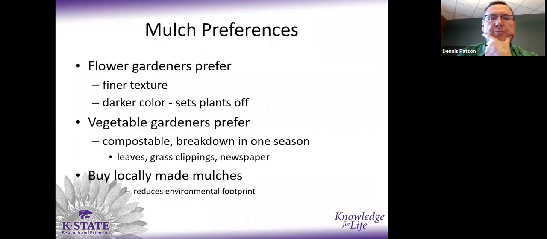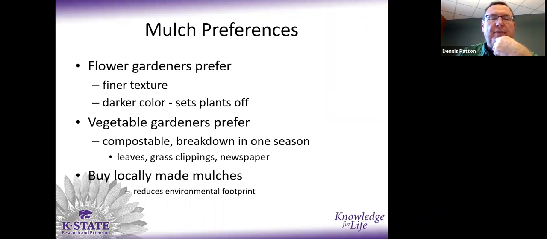As far as mulch preferences, gardeners tend to prefer finer textured, darker colored mulch to set off the plants. Vegetable gardeners need to look at what I would call one-season mulches, things that break down and are compostable. Here again, the leaves, the grass clippings, the newspaper.